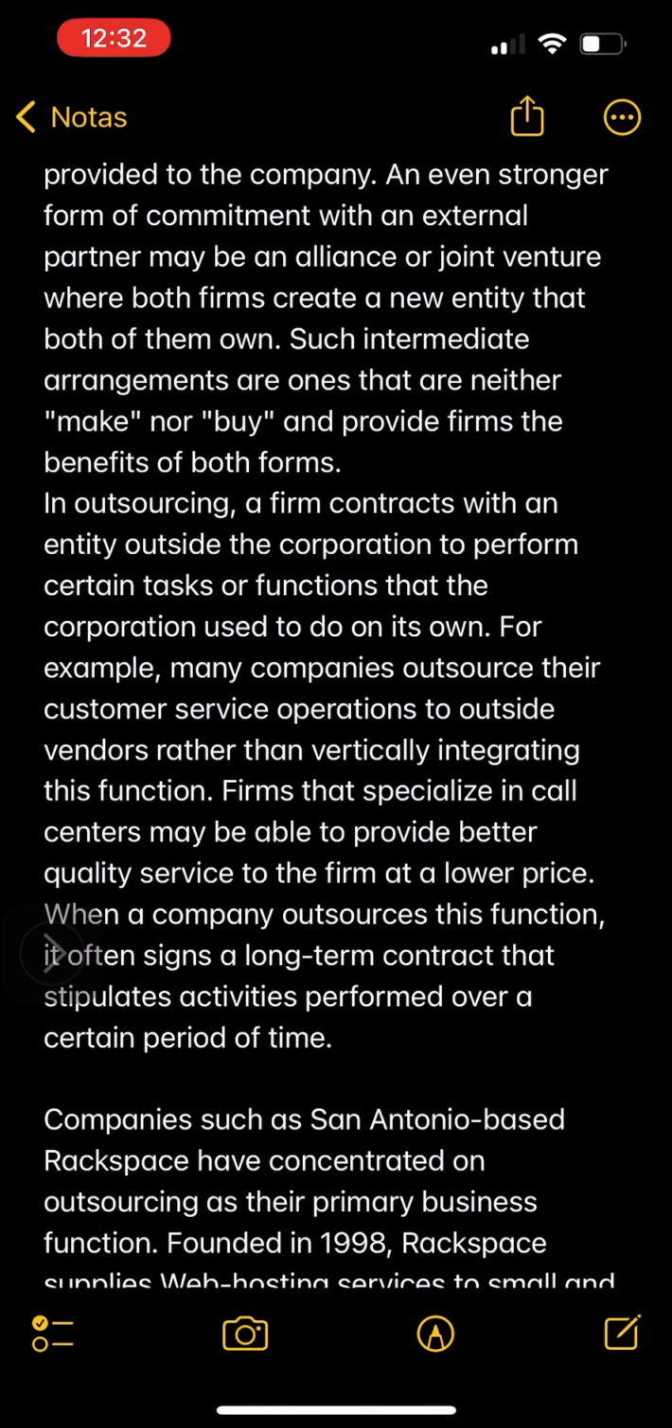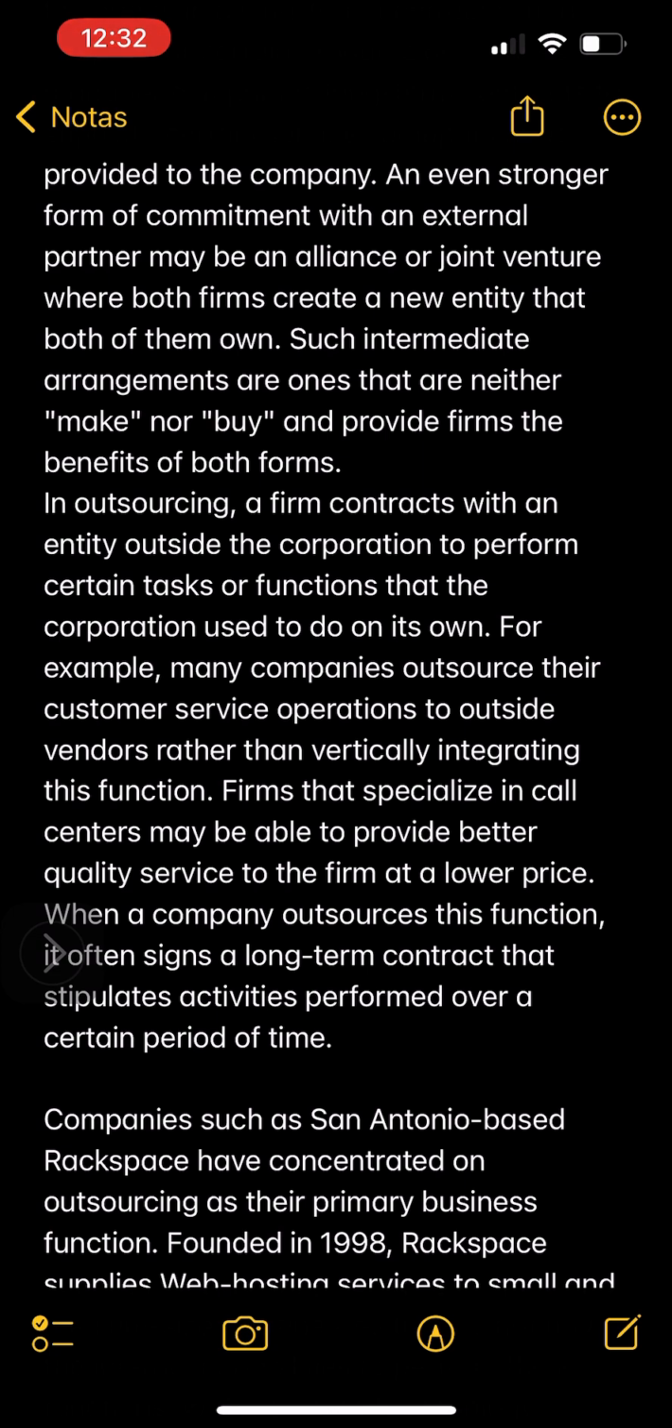In outsourcing, a firm contracts with an entity outside the corporation to perform certain tasks or functions that the corporation used to do on its own. For example, many companies outsource their customer service operations to outside vendors rather than vertically integrating this function. Firms that specialize in call centers may be able to provide better quality service to the firm at a lower price. When a company outsources this function, it often signs a long-term contract that stipulates activities performed over a certain period of time.